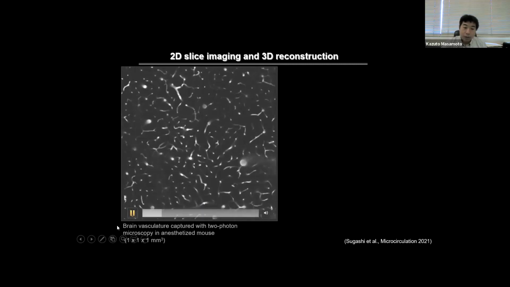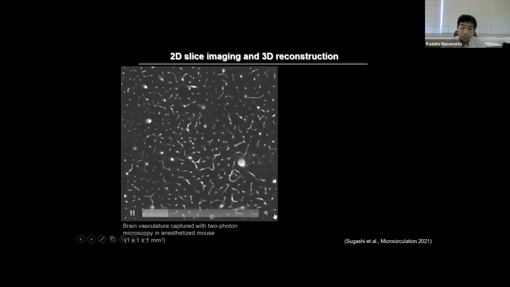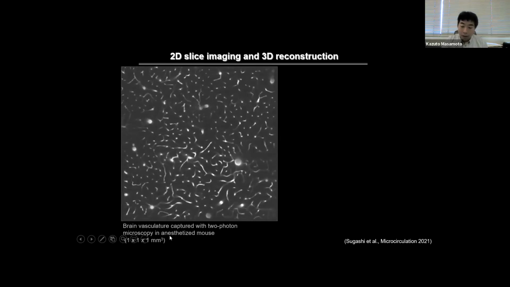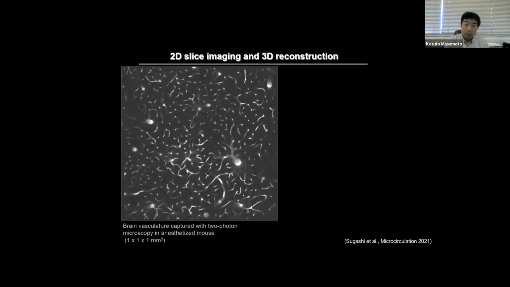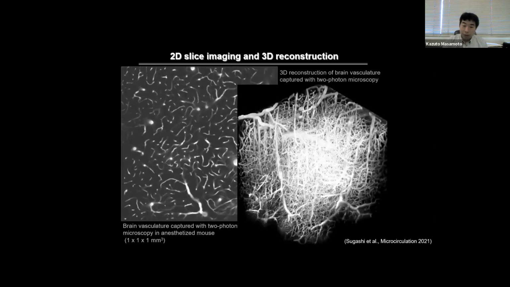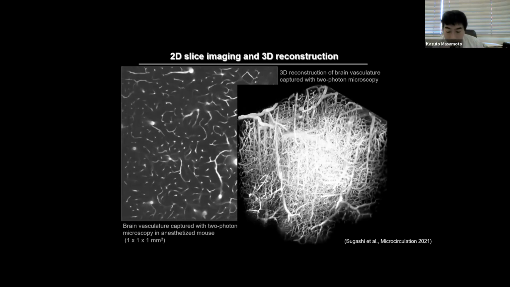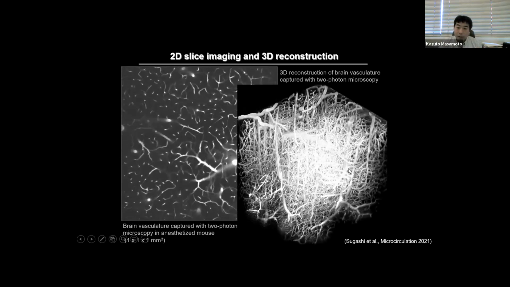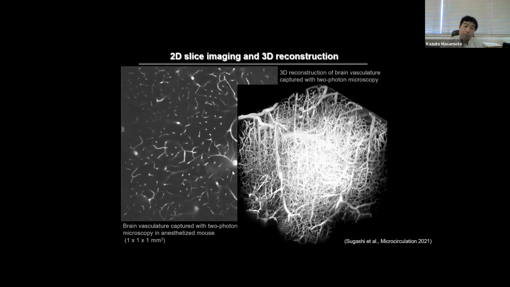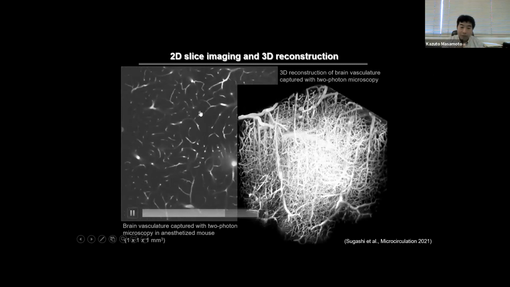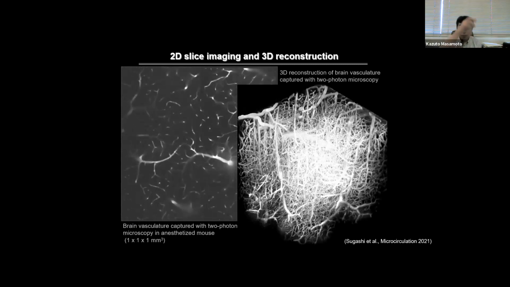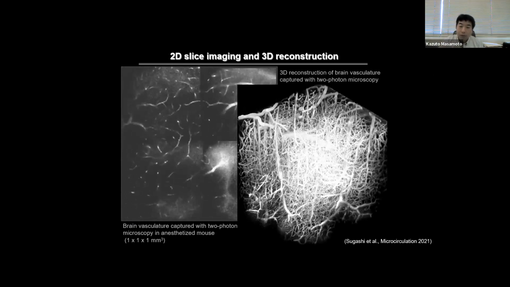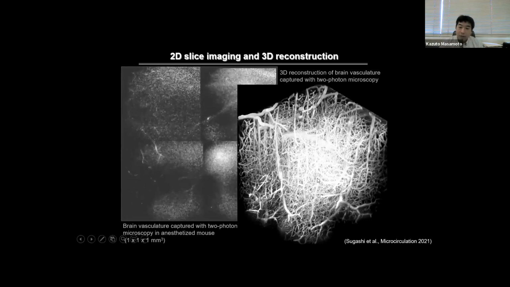Usually we took a volume of 1 mm by 1 mm by 1 mm using 2-photon microscopy in anesthetized mice, and we reconstructed it based on software. We customized MATLAB software to 3D reconstruct it. 2-photon is somewhat tricky because the optical signal is widely spread in the axis direction, so we need to normalize that component to accurately reconstruct the capillary networks.